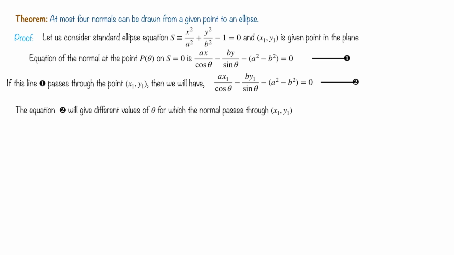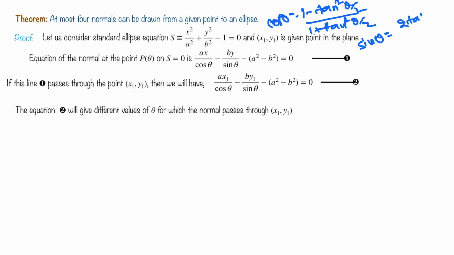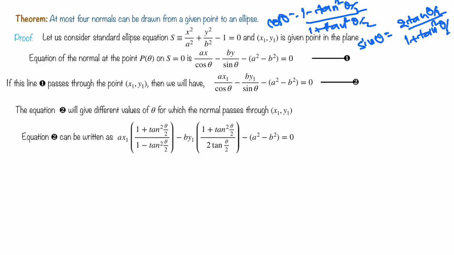We know that cos theta we can write in terms of tan theta by 2 like this: 1 minus tan square theta by 2 by 1 plus tan square theta by 2. Similarly, sin theta is going to be 2 tan theta by 2 by 1 plus tan square theta by 2. So if I replace cos theta and sin theta in terms of tan theta by 2, I will end up with this one. 2 can be written like this.